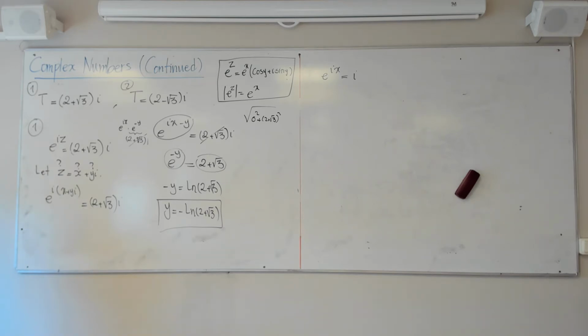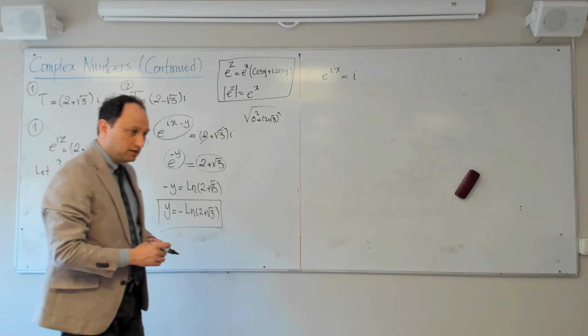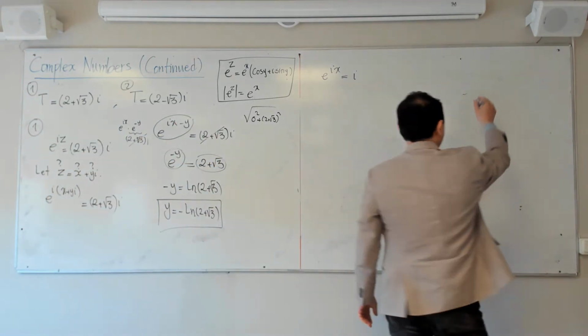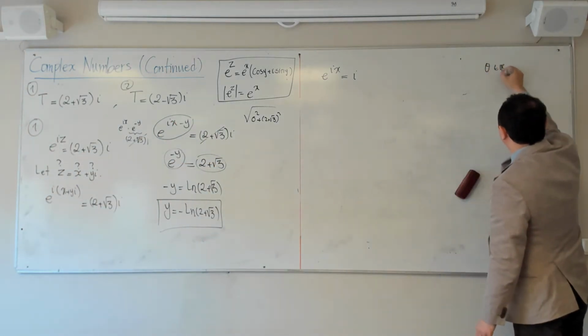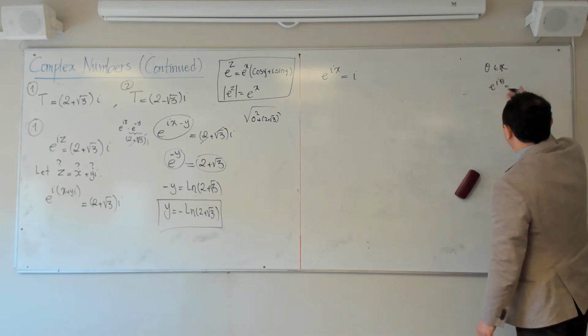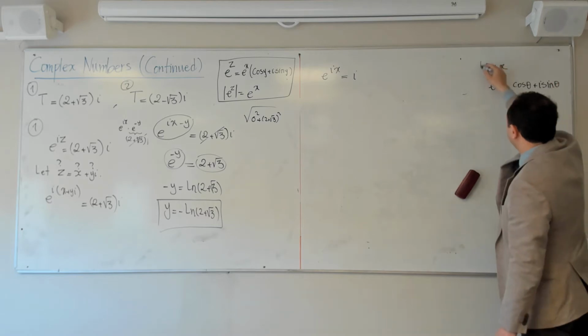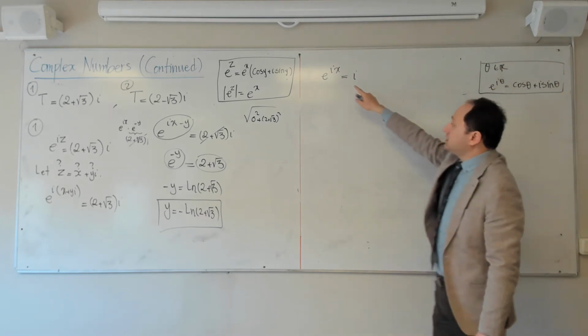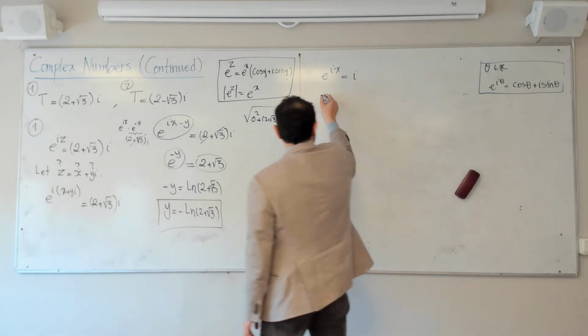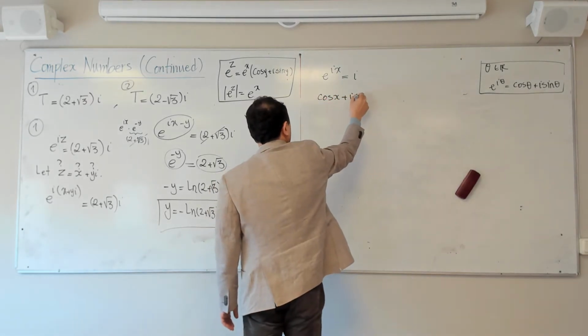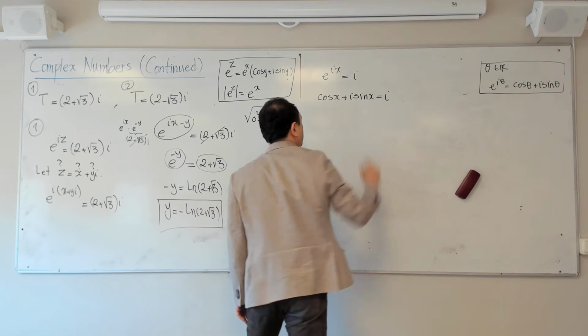X is a real number. That is the essential assumption here. So what can I write? There's one. Yes? Exactly, because I told you that if theta is a real number, e to the power i theta is the famous formula: cosine theta plus i sine theta. This we learned. So this x is a real number, so I can write this as cosine of x plus i sine x equals i.